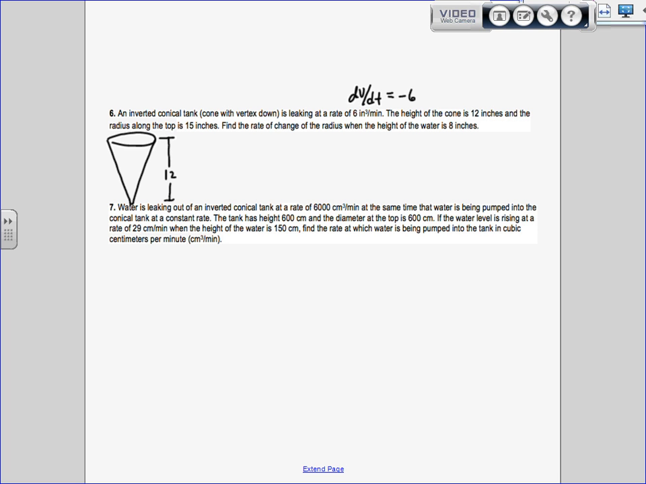and the radius along the top is 15. I clearly have not drawn this to scale. It's a much wider cone. That's all right. We'll go with it. All right, so find the rate of change of the radius when the height of the water is 8 inches.